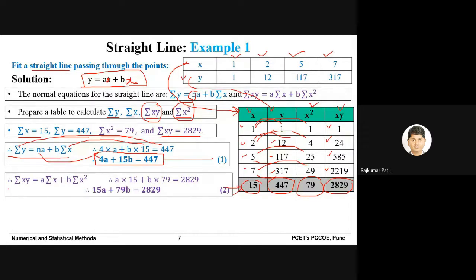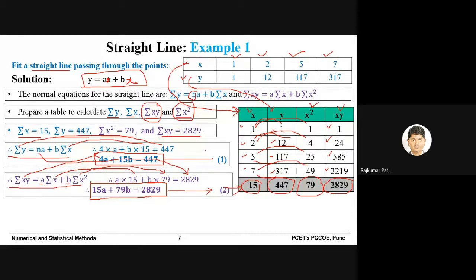Then this is the second normal equation. Summation xy is already calculated, so it is 2829. A is unknown as it is. Summation x is 15, B is unknown, summation x square is 79. So put all the values in the equation, and upon simplification you will get 15a plus 79b is equal to 2829. Let's call this equation number 2.